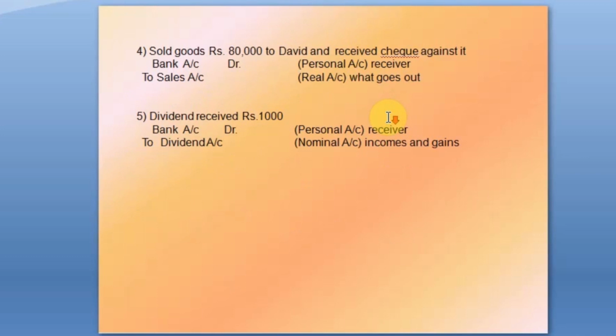Now the last example, dividend received rupees 1000. Here dividend is the income, so it will be credited. And bank is receiving the dividend, so bank is the receiver. As per the accounting entry, bank account debit to dividend account.